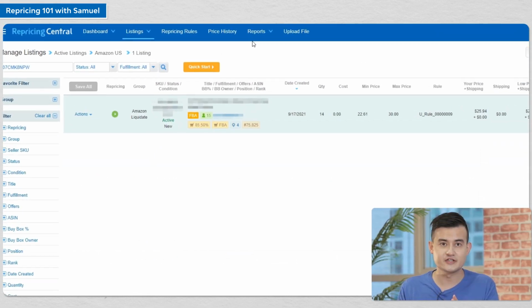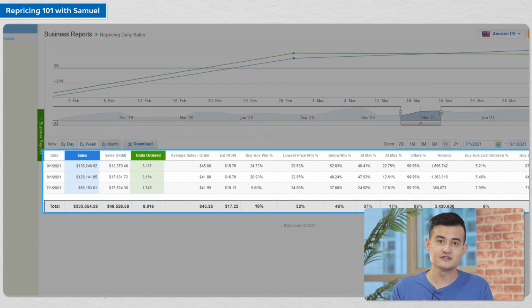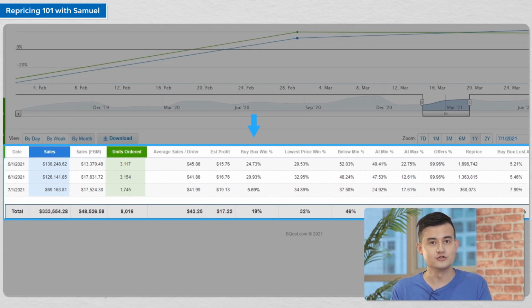You can also see an increase in the total buy box win percentage after this seller switched many listings to the Sales Maximizer. There is a total growth of up to 19% after changing many listings to the AI Sales Maximizer rule.